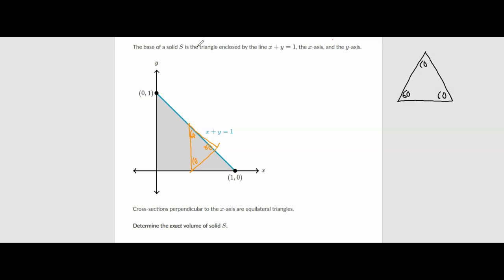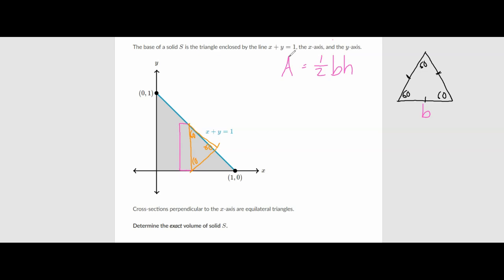60, 60, 60. So notice that it doesn't matter which side is the one lying in the xy plane, because all the sides are going to be congruent because it's an equilateral, just like all the angles will be congruent. Let's start off with the formula for an equilateral triangle, for any triangle really. Area is equal to 1/2 base times height. Well, the base shouldn't be too hard to find. That is going to be the distance between this blue line and the x-axis.